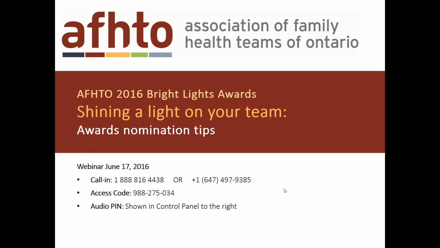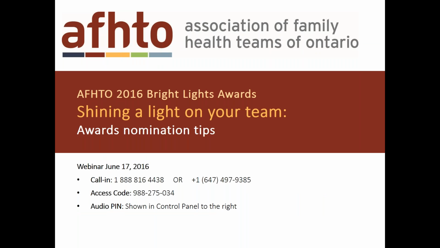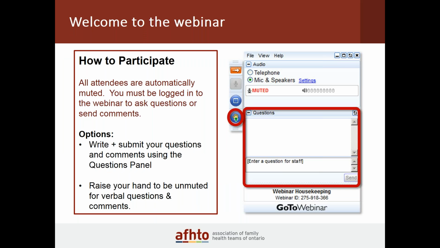We still have a few more people signing on to the webinar, so I just want to do a few housekeeping items and then we'll get into the webinar proper. Today we will be going over the nomination review process for the AFHTO Bright Lights program. We'll ask a few poll questions, and I'm hoping my part of the presentation will take about 20 minutes to half an hour max, to give you lots of time to ask me any questions. We will be opening it up for discussion at the end, but if you have any questions throughout the presentation, please send them in through the questions panel to the right of your screen.